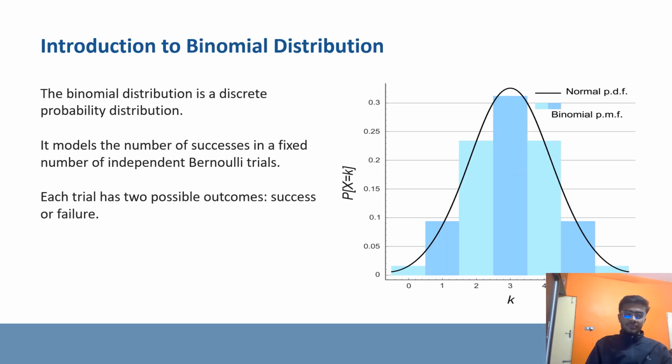Introduction to binomial distribution. The binomial distribution is a discrete probability distribution. It models the number of successes in a fixed number of independent Bernoulli trials. Each trial has two possible outcomes, success or failure. So each of the trials has one of two outcomes, either success or failure.